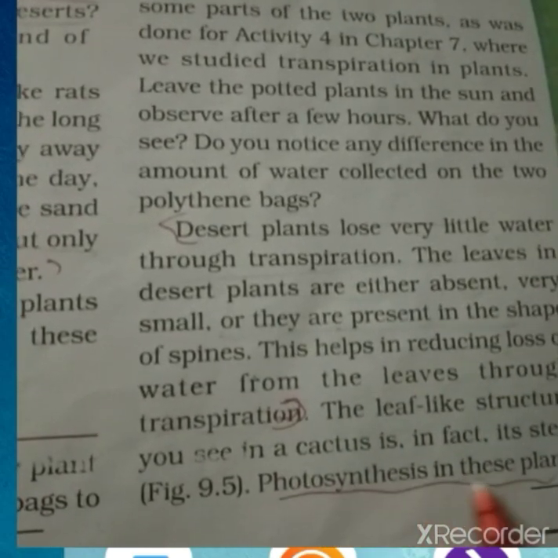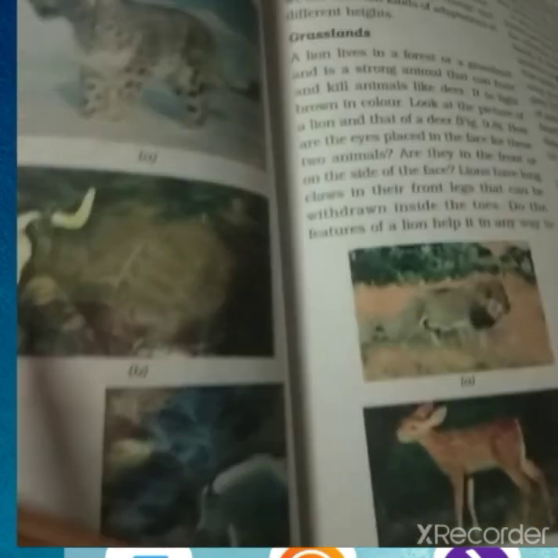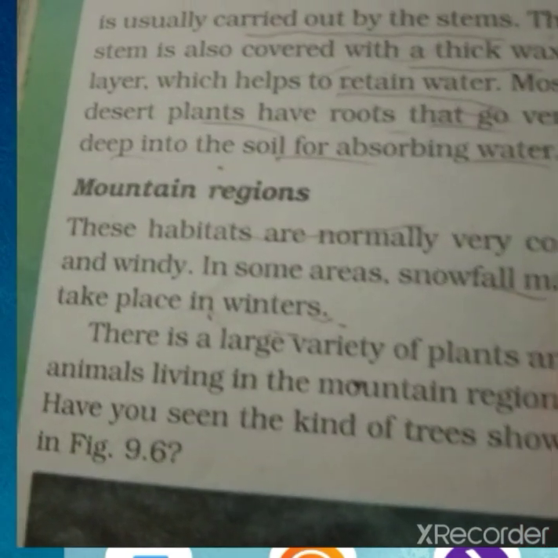And photosynthesis in these plants is usually carried out by the stems. The stem is also covered with a thick waxy layer which helps to retain water. Most desert plants have roots that go very deep into the soil for absorbing water.